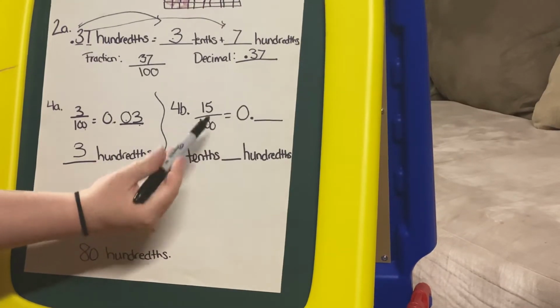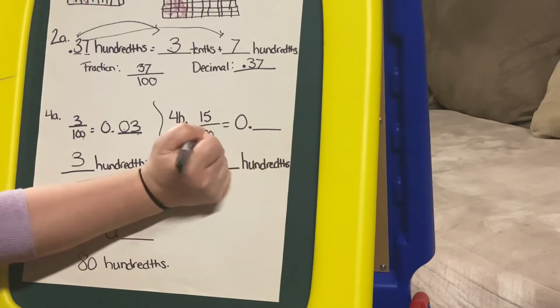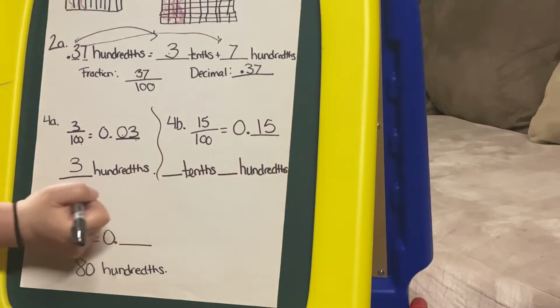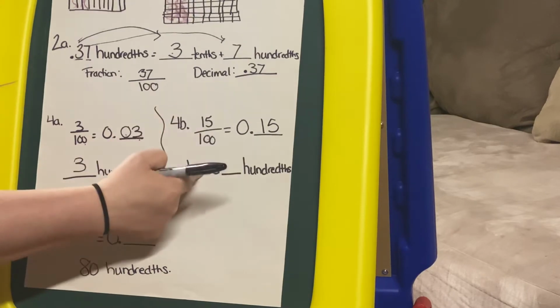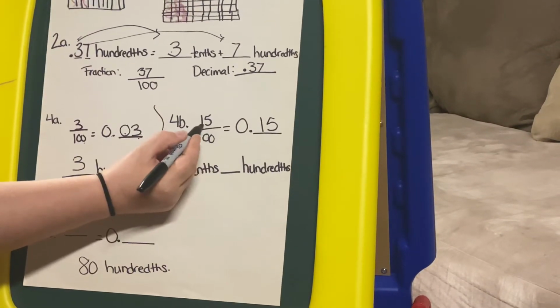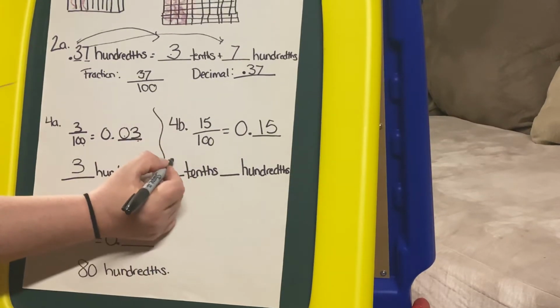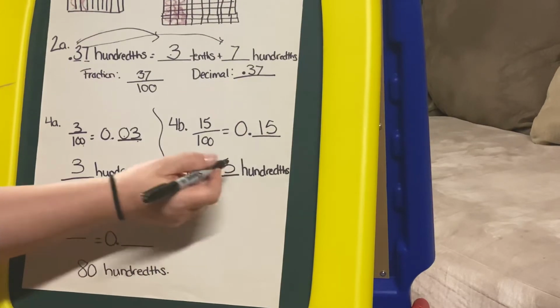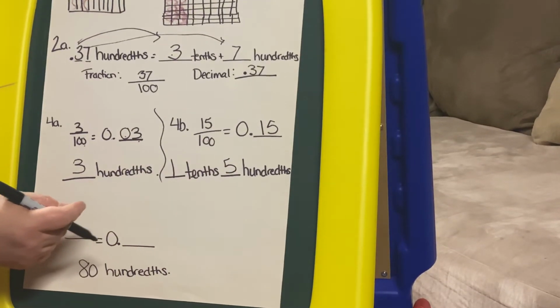Now, if we're looking at 4B, I have 15/100. So if I'm writing it as a decimal, I have 2 numbers. I know that, so it's 0.15. Now, if I need to break this down into my tenths and my hundredths, remember the first number is actually your tenths. So I have 1/10 and 5 hundredths, okay?